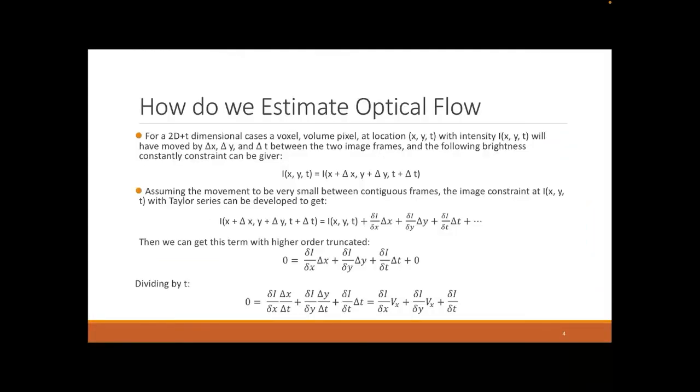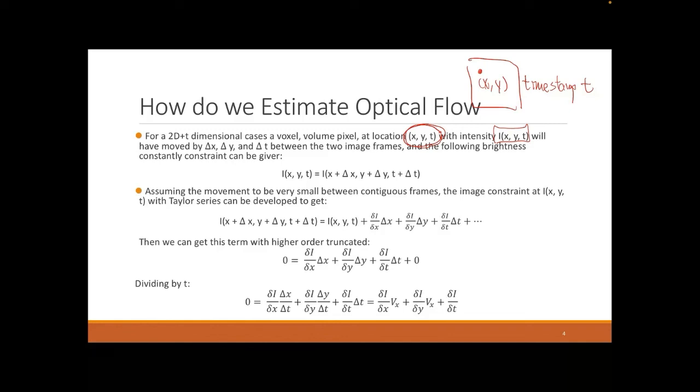Okay, then how do we estimate the optical flow? For example, here we have a location for a 2D image. So we will have, let's say, a point x, y at time step t. So let's say it's x, y, t, with the intensity. x, y, t means you can think of it as a pixel value.